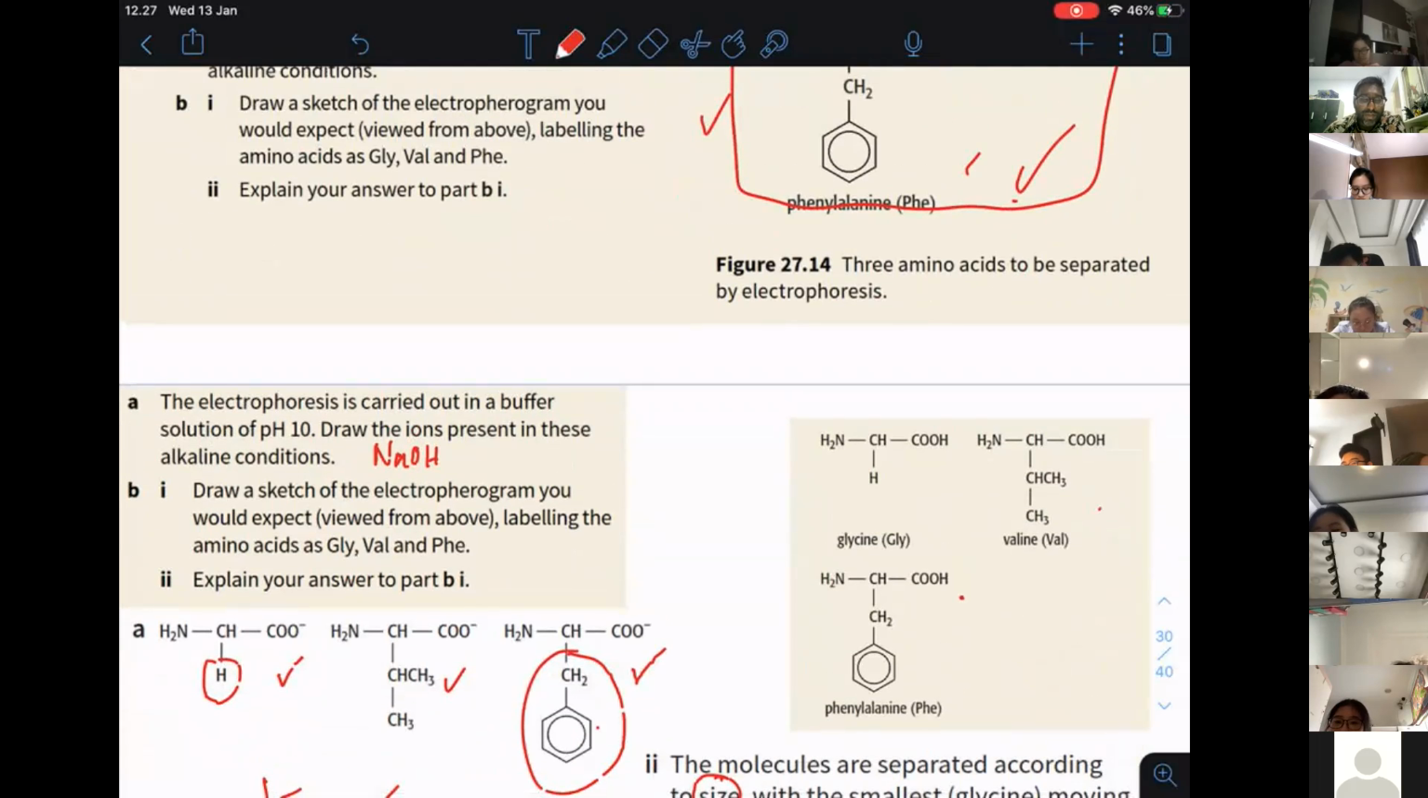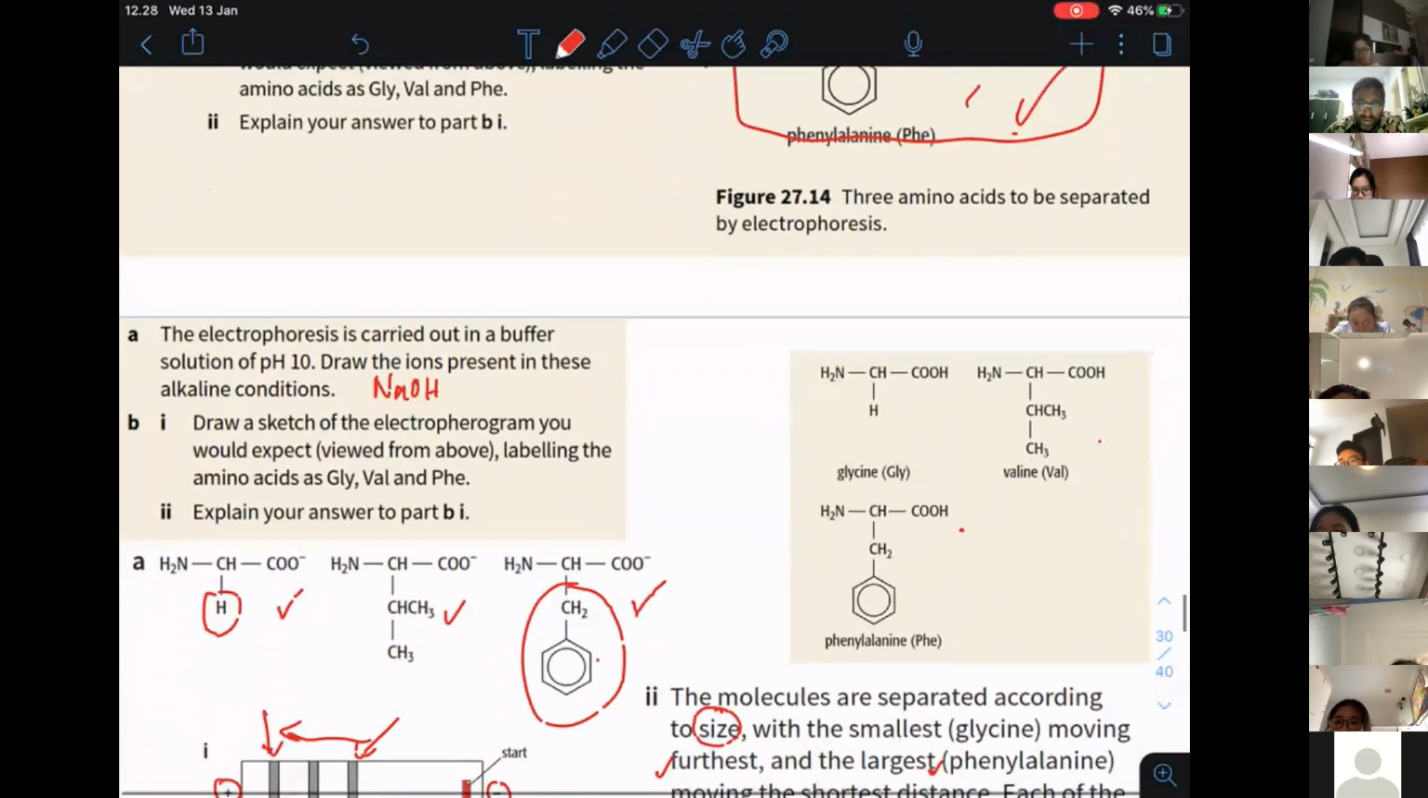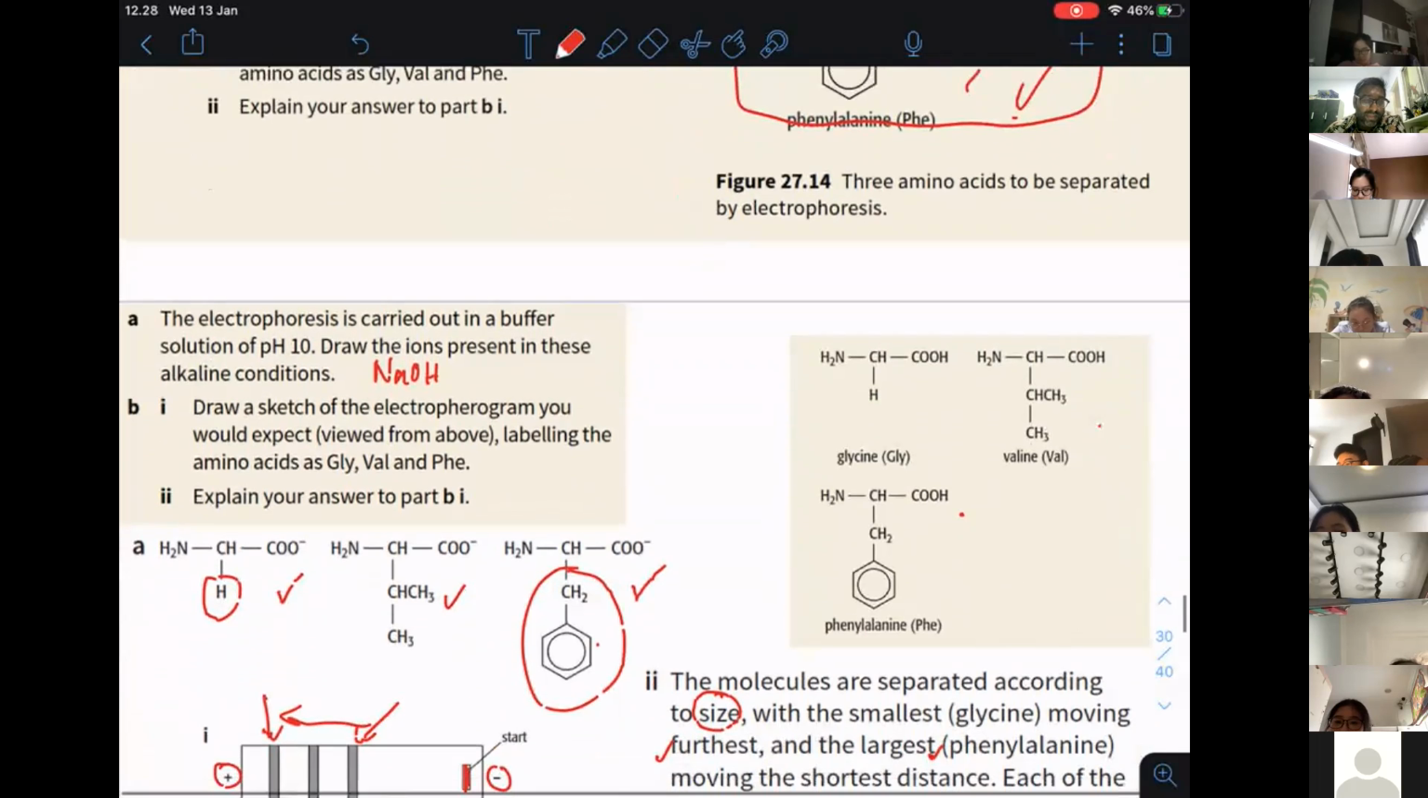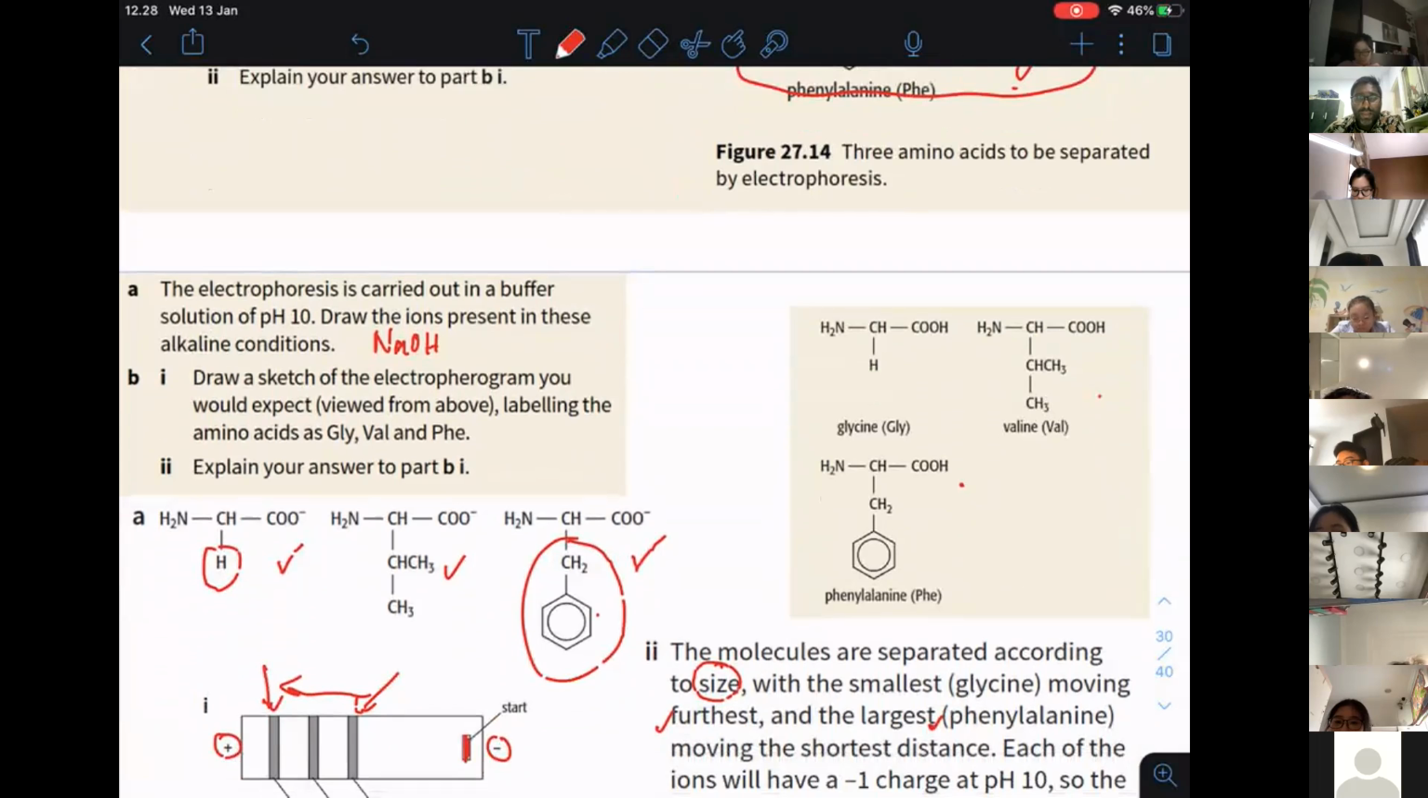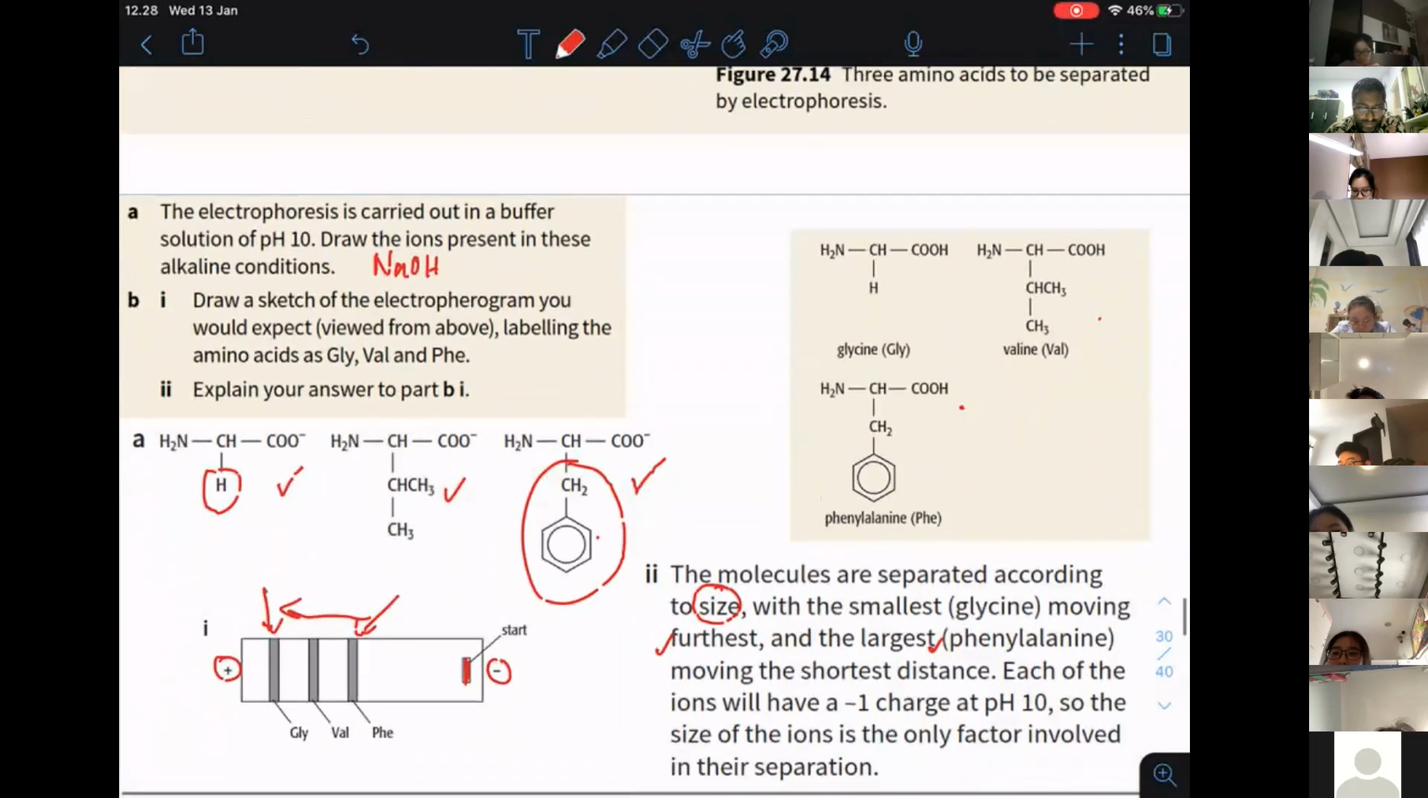So if you are using different solutions, it's going to be different bands or different shapes, different separation, but again the concept is still the same. If you have bigger ones, of course they are going to move only a little bit.